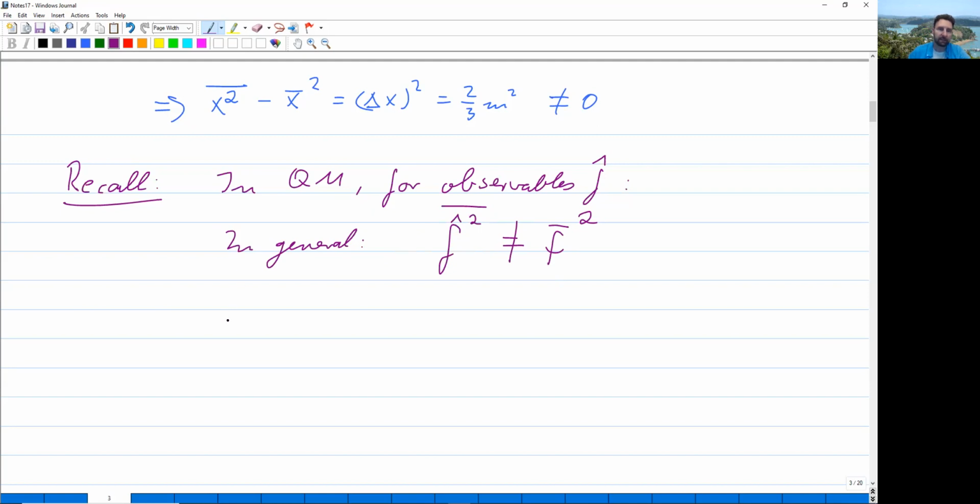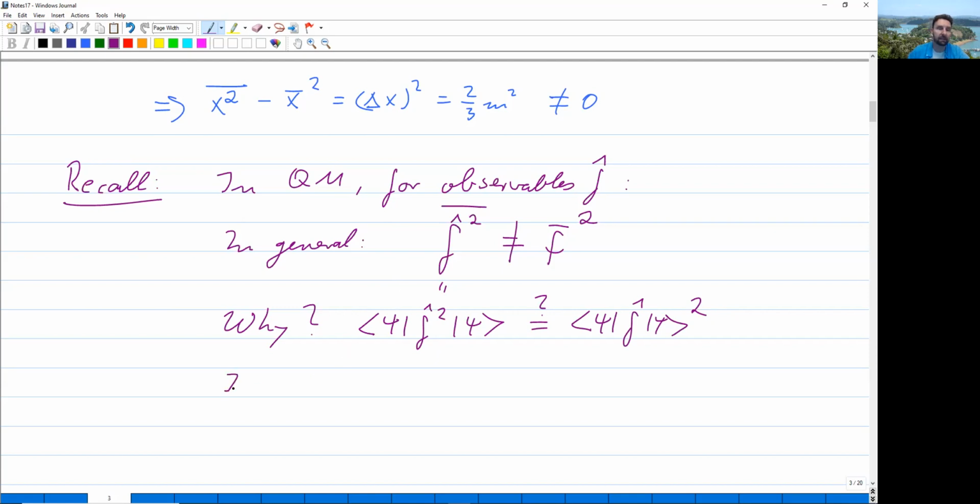And why is that? Well, that was because when we calculate these things, then in quantum mechanics, they are as follows. Psi f hat squared psi is this. And we can ask, is this the same as calculating psi f hat psi and then squaring that? Is it or is it not?